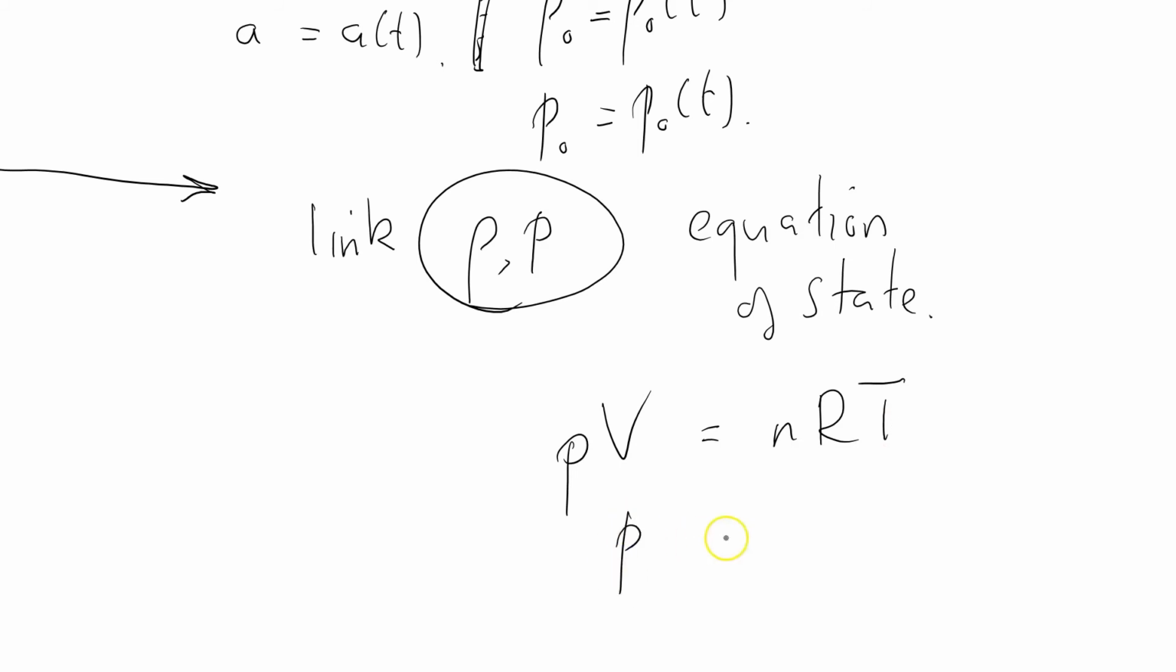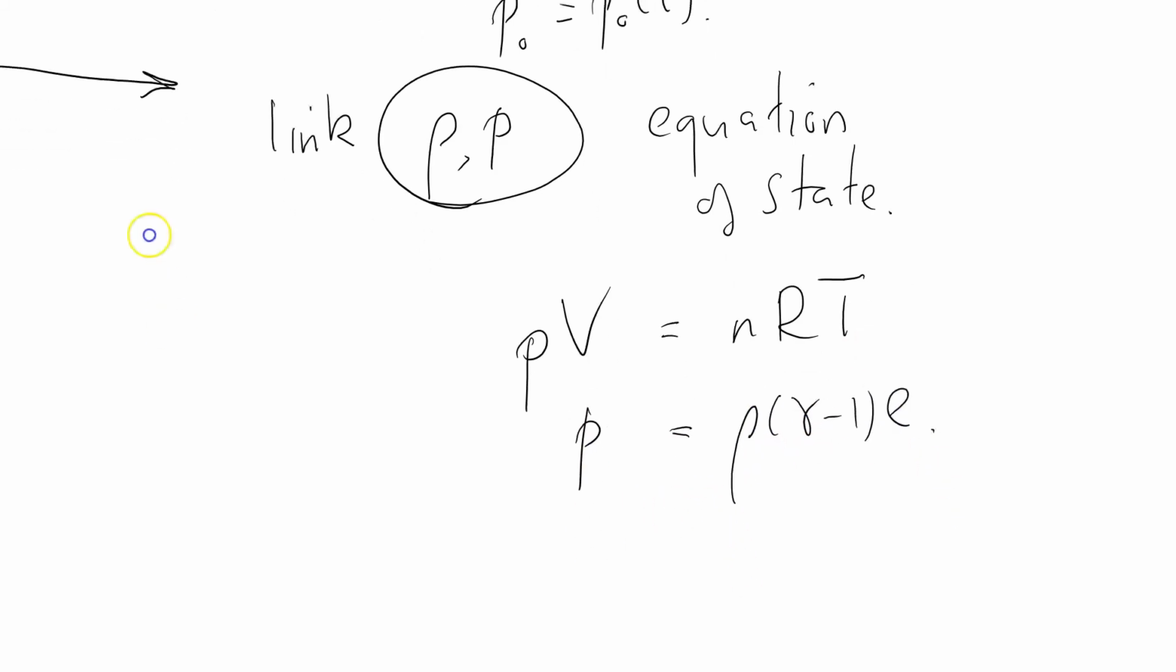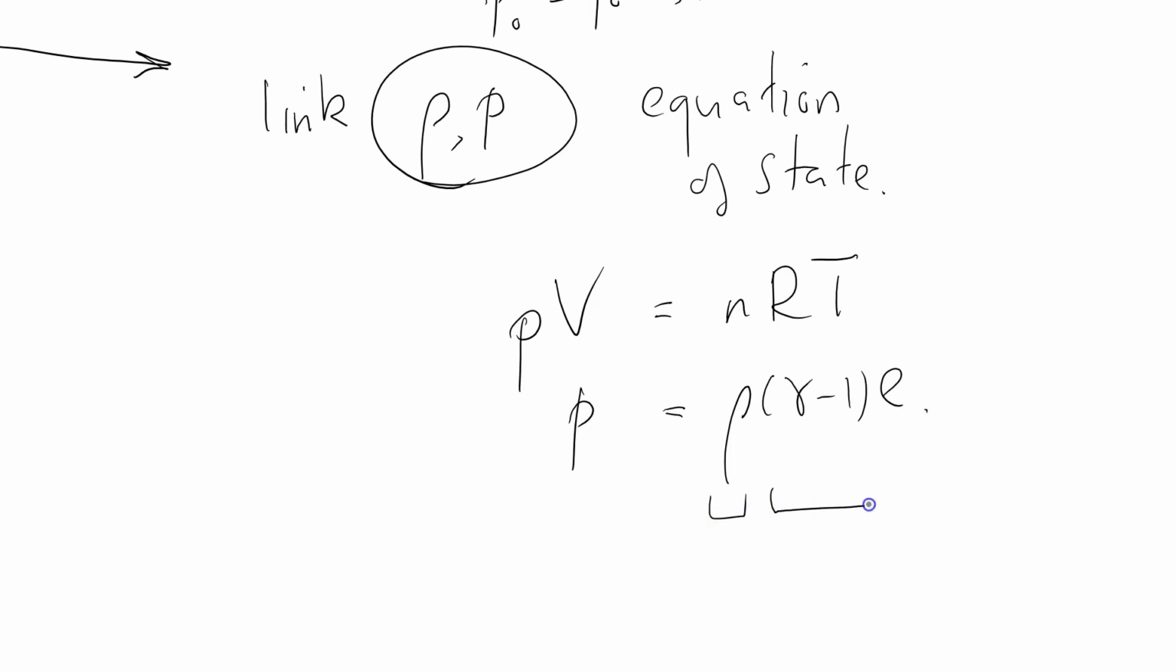I usually think of it in terms of P equals rho times gamma minus 1 times E. That's my equation of state, where rho is the density, gamma is the adiabatic gas constant, E is the internal energy, and P is the pressure. I tend to use that one in my work. In any event, what we're doing is trying to link the pressure with the density, using the properties of the fluid.